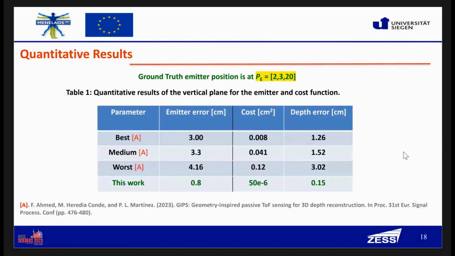And these are the comparative results. This paper was presented at the EUSIPCO conference, where we only exploited the random blind source localization approach, but we didn't use the Kalman filter process in it, and now we use it. Then we are able to get 0.8 centimeters error in total, and the depth error is 0.5 centimeters in the depth reconstruction.